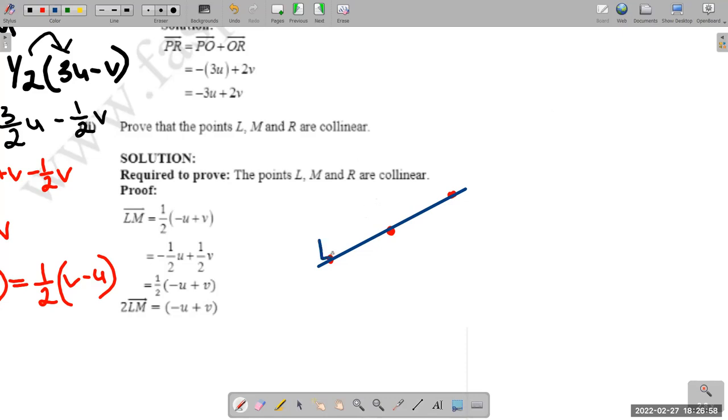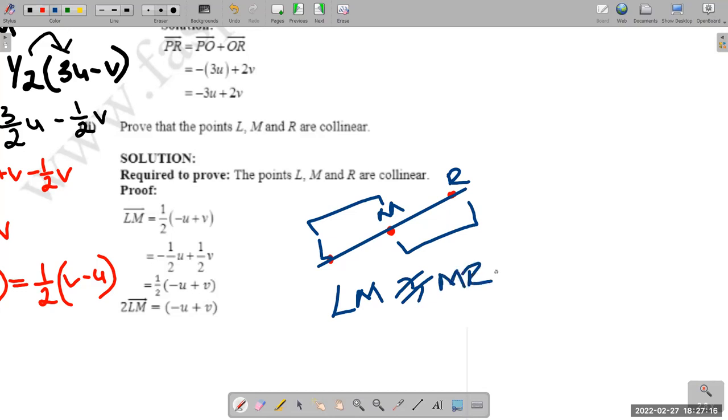So guess what your approach is. If this is L, if this is M, and this is R, guess what you have to do? From L to M is one line. From M to R is another line. All you need to prove is that LM is parallel to MR, and that would suggest that all 3 points are collinear. Remember, we spoke about that? So proving the lines are parallel is the same method you use to prove that they're collinear. Okay?